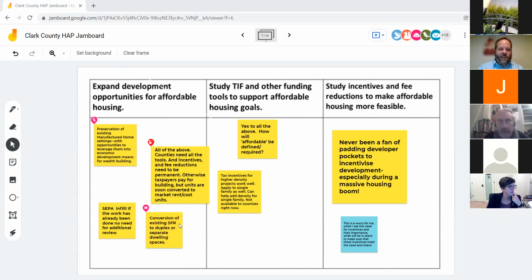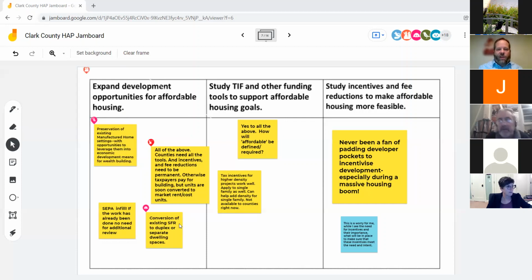Converting existing SFR, single-family residential, to duplex or separate dwelling spaces. We'll take another look at that. Susan, does the county's ADU provisions include home conversions? Yes. Okay. But as I mentioned earlier, we'll be taking a closer look at those provisions to make sure that ADUs are as feasible as possible.